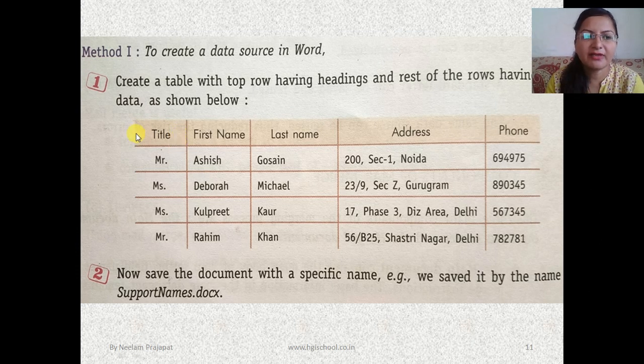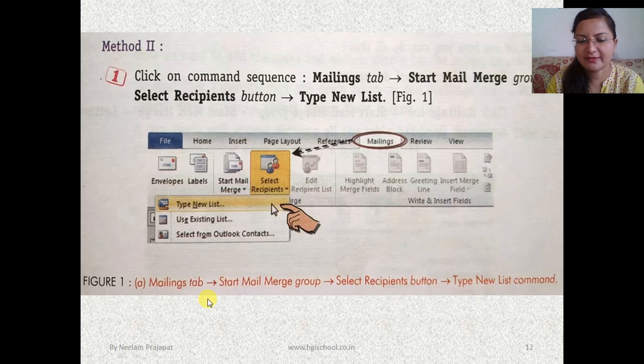And then after that you have to give the main title row in which there will be headings, and these are the rows which contain data. And then after that you have to save the document with some name. So here the document is saved as supportnames.docx. docx is the extension of an MS Word document.